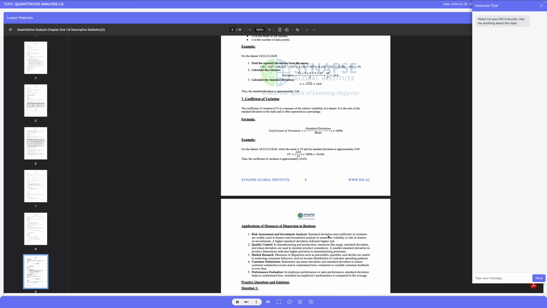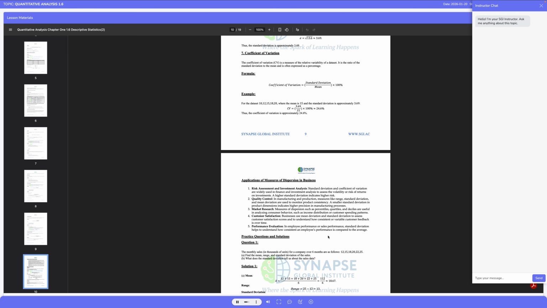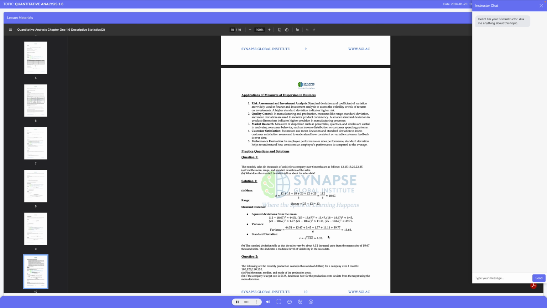In business and finance, the coefficient of variation is widely used to compare risk between investments, assess efficiency across departments, and evaluate consistency in performance where absolute values differ. Measures of dispersion have many important applications in business. In risk assessment and investment analysis, standard deviation and coefficient of variation are used to measure volatility and uncertainty in returns. In quality control, measures such as range and standard deviation help monitor consistency in production processes.